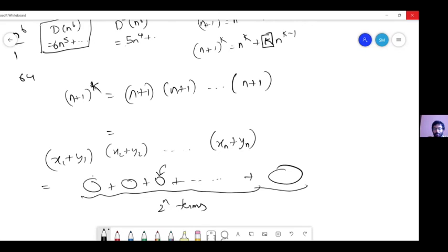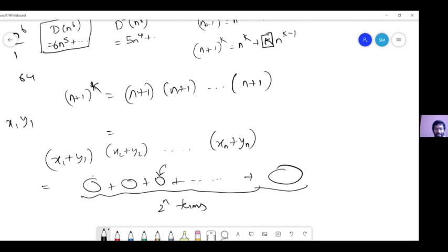So 2 power n terms. So we can take some x1 plus y1 into x2 plus y2 into x3 plus y3, just 3, and multiply and see each term that we get, right? Okay, so each term will have how many factors? What I mean by factors, suppose x1, y1 is n, sure. Yeah, it will have n.